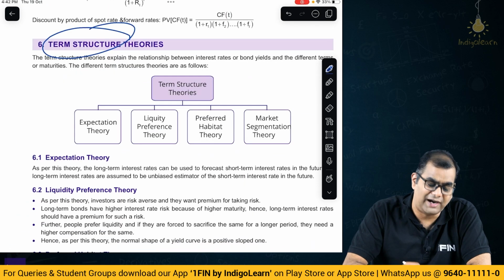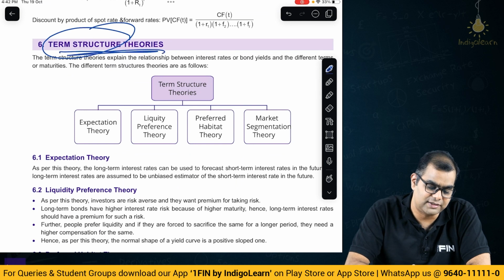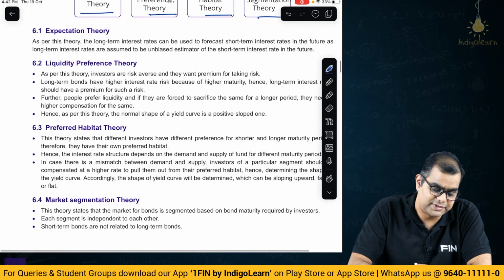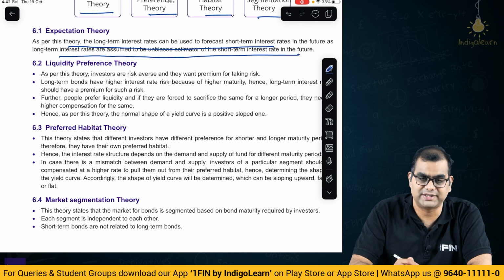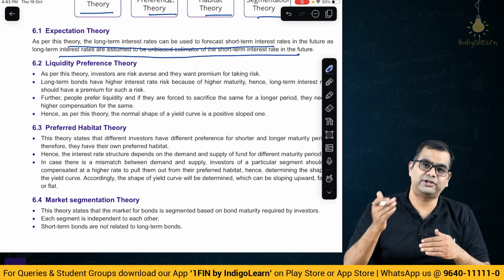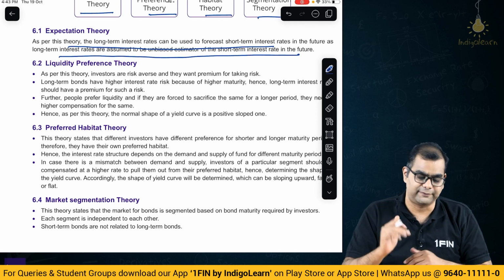Now, after understanding this, let us see what these term structure theories are. What determines these interest rates? You have something called the expectation theory, liquidity preference theory, preferred habitat, or market segmentation theory. Expectation theory: as per this theory, long-term interest rates can be used to forecast short-term rates in future, as long-term interest rates are assumed to be an unbiased estimate of short-term interest. So, basically what we did, you have the 2-year rate, 3-year rate. From the 3-year rate, you subtract the 2-year, you get the 2 to 3-year rate.